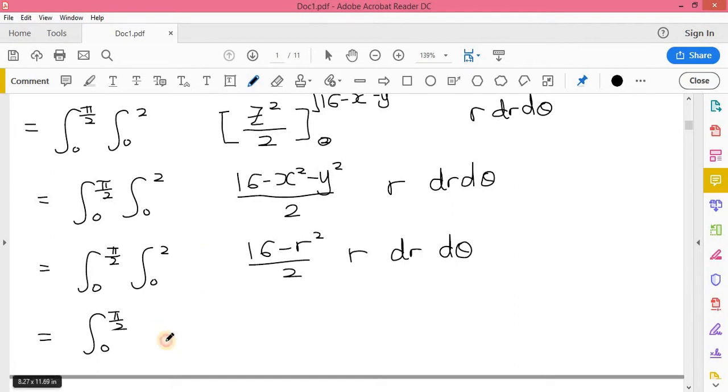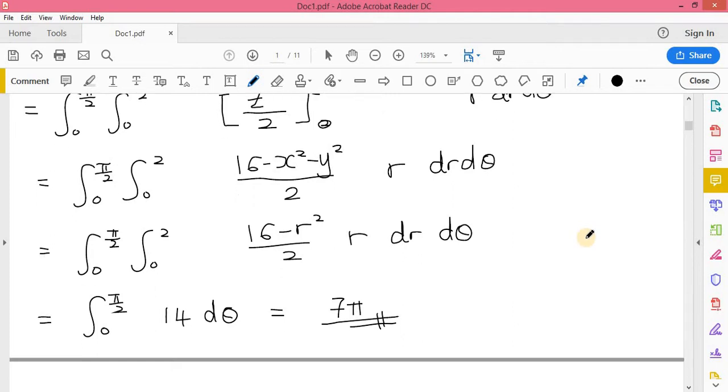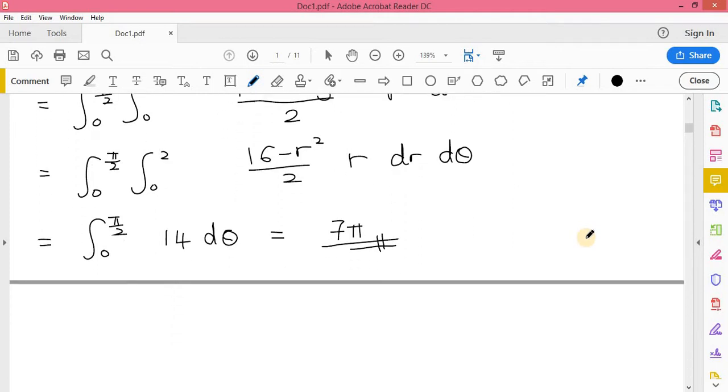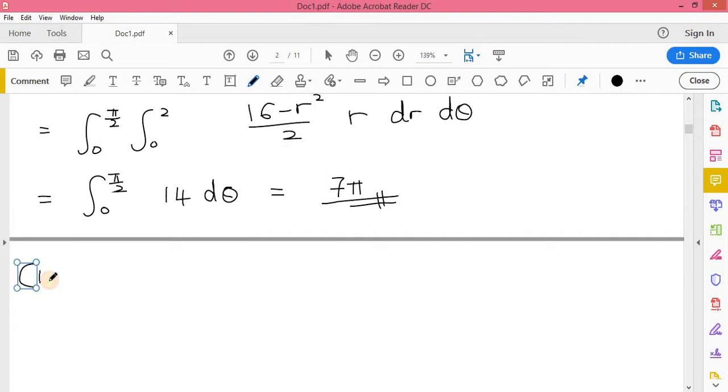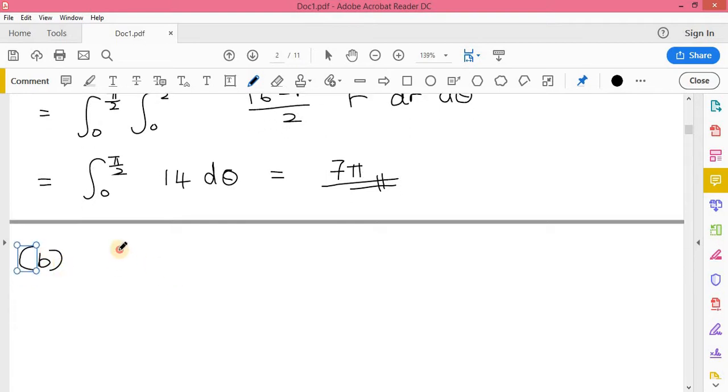So you will get 14 here, d theta, and it will become 7 pi. Okay, so this one will be your answer for these triple integrals that you solve by using the cylindrical coordinate. Let's look at the next example, which is question B. So this is your question B.